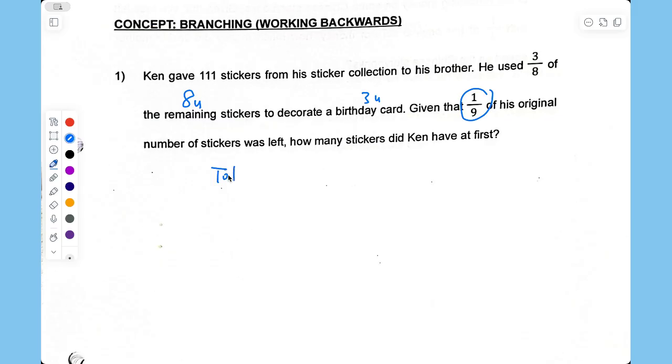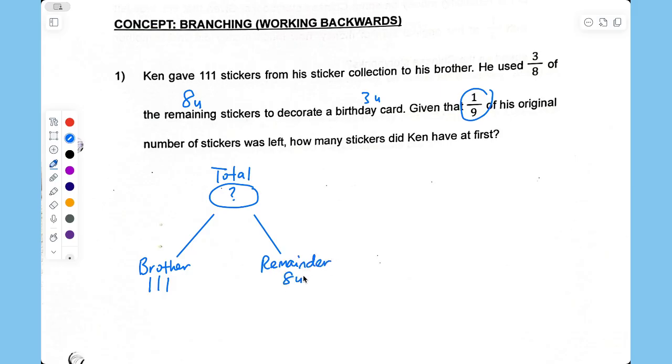We will use the branching method to solve. We do not know what is the total number of stickers he had in the beginning. However, we are given this information that Ken gave 111 stickers to his brother. So we branch out. For the brother, he gave 111 stickers. And the right branch, we will write remainder.